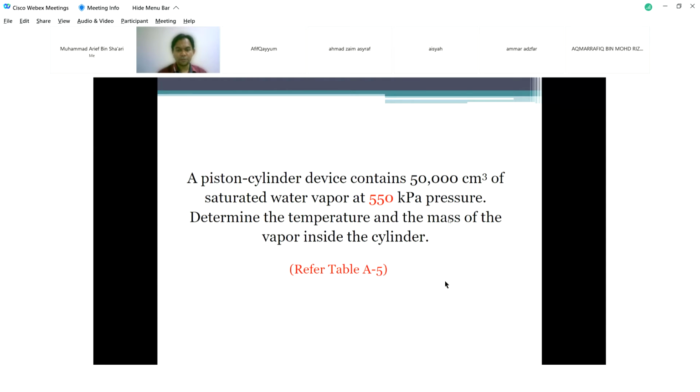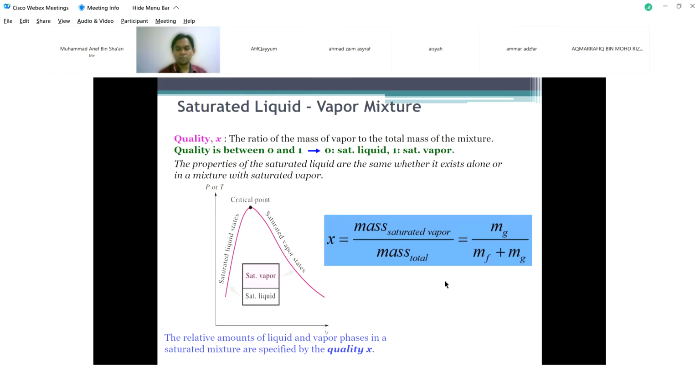So I hope you can understand. So now look at table A5 at 550 kilopascal. Find 550. Determine the temperature. So the temperature at 550 is 155.46. This is how we get the value of temperature. For the mass, nantilah saya terangkan, dalam tutorial.